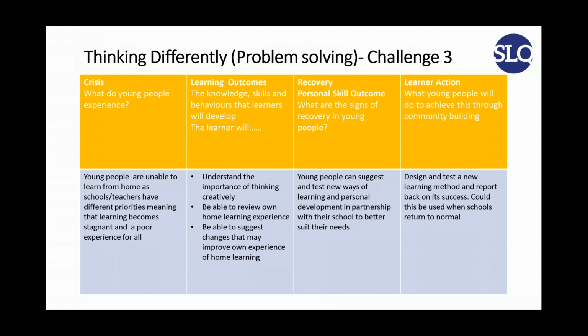So what's the crisis in terms of thinking differently? What is it that young people experience? Young people are unable to learn from home as their schools and teachers have different priorities, meaning that learning becomes stagnant and a poor experience for all. So that whole thing of different kinds of learning, not necessarily having the same priorities as one another, and actually having a poor experience, which is not a good thing. So what's the action that they can take to make this better and to help overcome this crisis? What they can do is design and test a new learning method and report back on its success. And then they could well use this when schools return to normal.